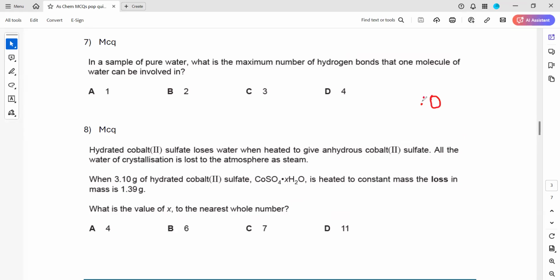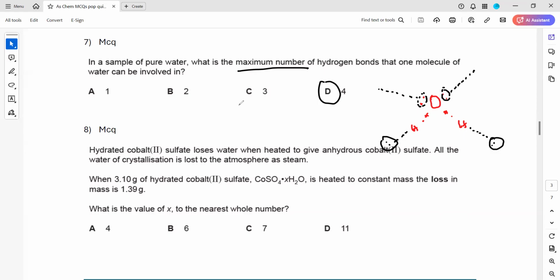Oxygen has two lone pairs and two bond pairs. This lone pair can form a hydrogen bond. That is one possibility. This lone pair can form a hydrogen bond. That is the second possibility. This hydrogen can be attracted towards a lone pair. That is another possibility. And this hydrogen can be attracted towards a lone pair. That is another possibility. So how many hydrogen bonds can the water molecule form at maximum? That will be 4.